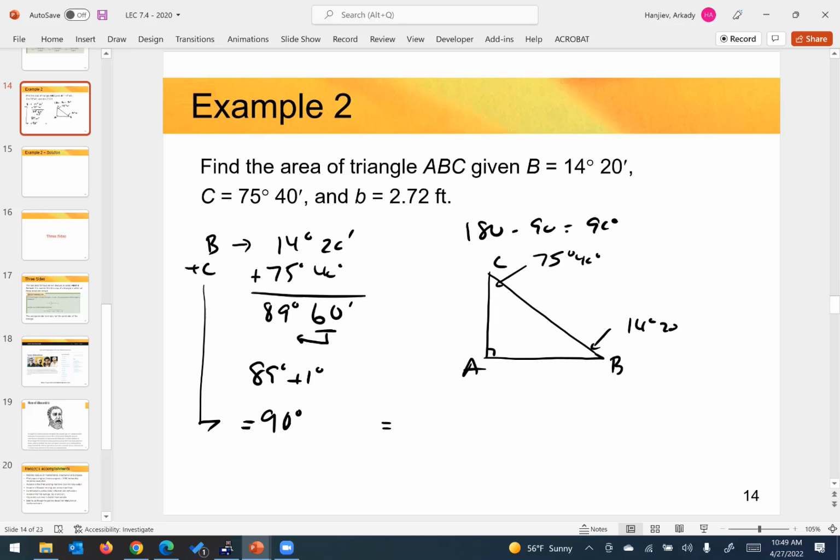Base and height, right? You have the height. You need the base though, so you just do tangent of 14 degrees, 20 minutes. So you still have to use some trig functions either way, right? Okay.